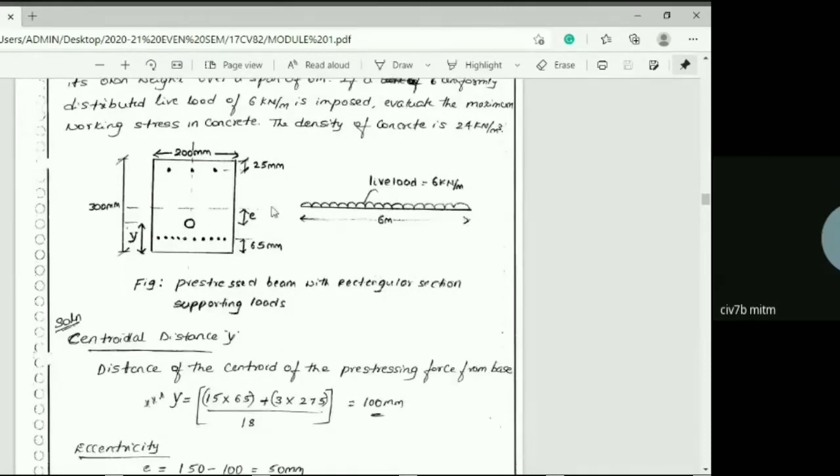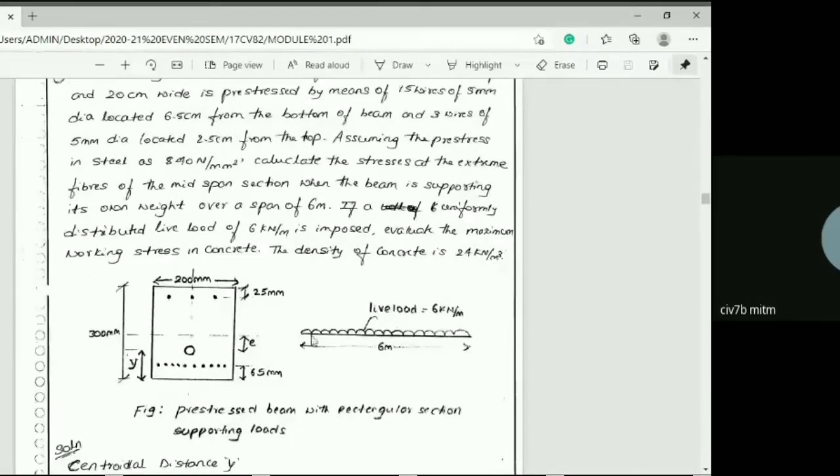So let me go ahead. Now let me draw the cross section, 200 by 300. And let me consider the 3 wires at the top and 15 wires at the bottom. And this is the longitudinal section. I have not drawn the longitudinal section yet. The longitudinal section of a beam of span 6 meter, subjected to the live load of 6 kilonewton per meter. Is it clear?